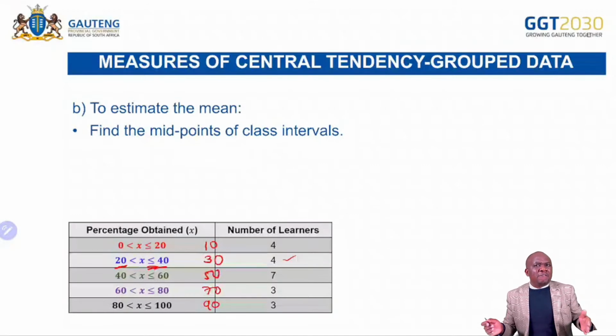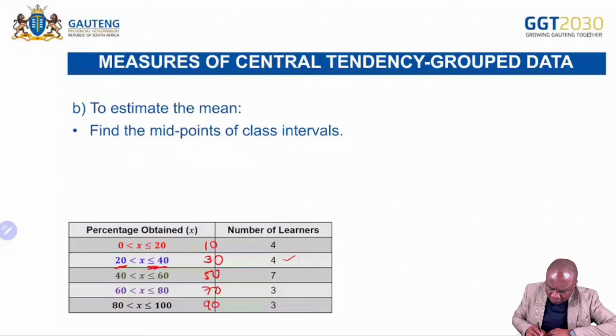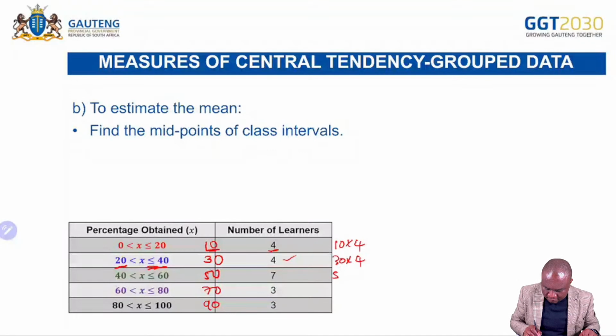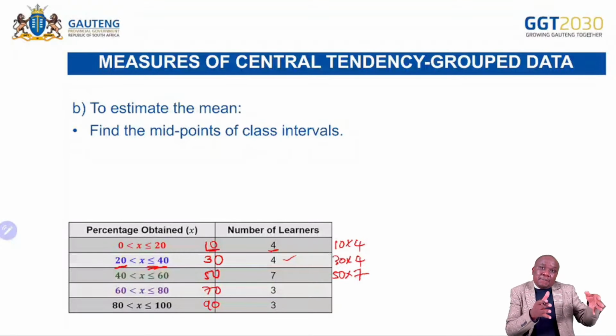Now, how do we find the total marks? We have to find the total marks for each class interval. So here, we are saying these 4 marks are each 10. So the total marks here, therefore, are going to be 10 times 4, which is 40. And then here is going to be 30. How many 30s? 4 of them. So 30 times 4. Here is 50. How many 50s? 7. 50 times 7. That's why we say the midpoint times the frequency.